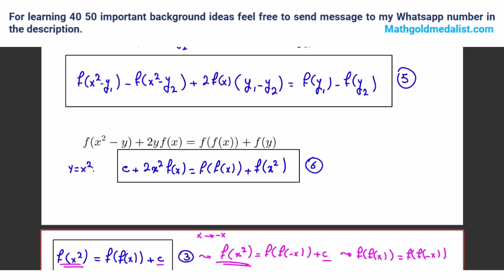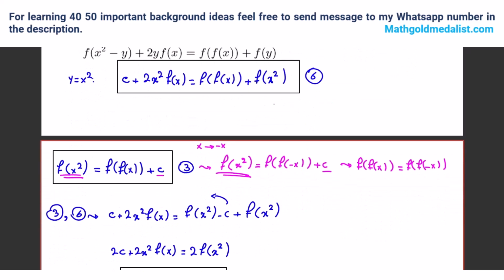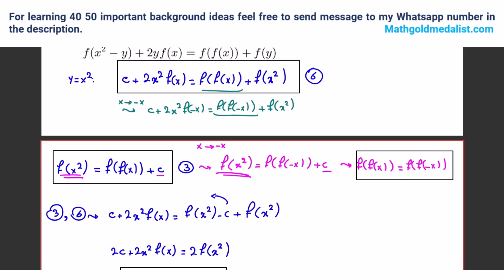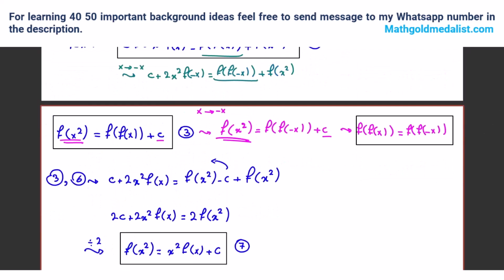And in next step, we can say what? Here again. If we consider this one, and if we change again x to negative x, then we have c plus 2x squared f of negative x is equal to f of negative x plus f of x squared. We know this and this are equal because of this part. So let me draw a box around this. It will be result number 8.